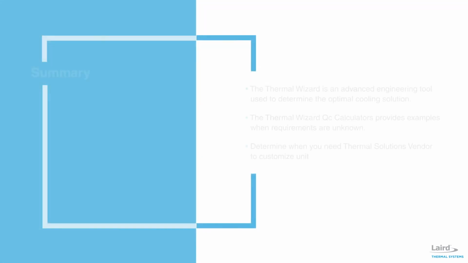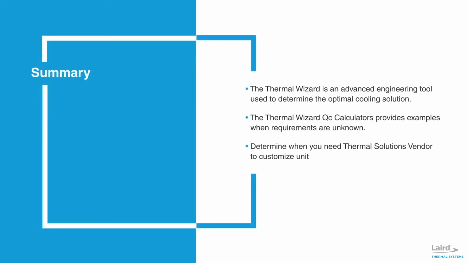In summary, the Thermal Wizard is an advanced thermal management tool that helps determine the optimum cooling solution based on your application requirements. When you don't know your cooling requirement, the Thermal Wizard's 4 different QC calculators provide pre-programmed examples for different heat transfer applications. The Thermal Wizard not only provides standard solutions, it will also determine when you may need to engage a thermal expert to customize a thermal solution.